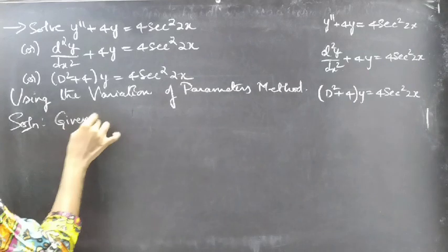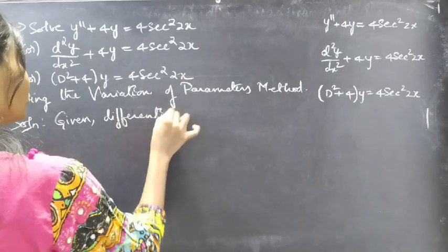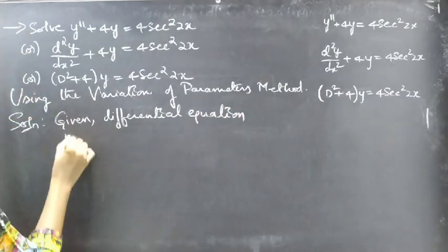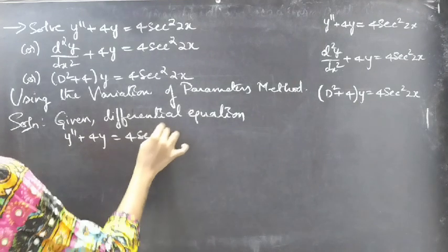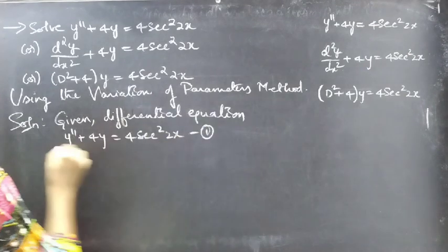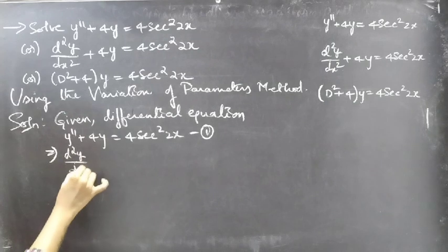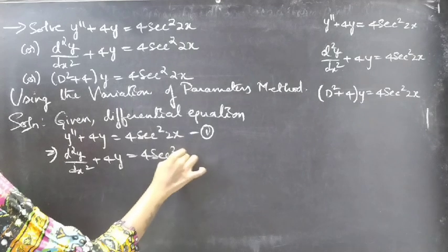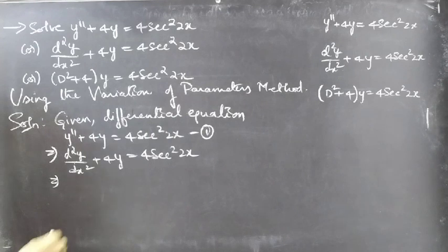Given differential equation, y double dash plus 4y equal to 4 secant square 2x, considered as equation number 1. We can write y double dash as d square y by dx square plus 4y equal to 4 secant square 2x, and write d square y by dx square as capital D square y using the differential operator capital D.